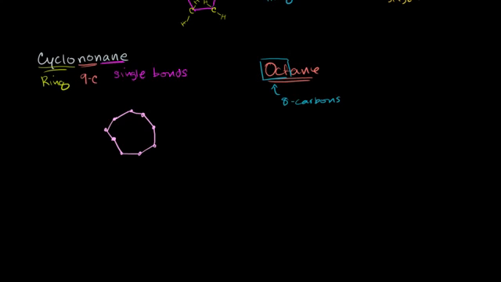And then the ane part tells you that they're all single bonds. So it's just going to be 8 carbons in a chain. 1, 2, 3, 4, 5, 6, 7, 8. It's just going to look like that. In the next few videos, we'll add more to these molecules and make the names even more complex.